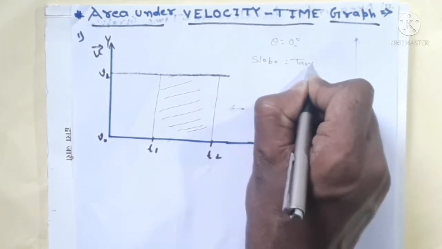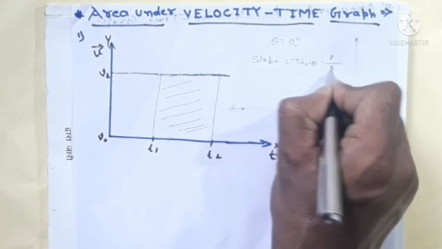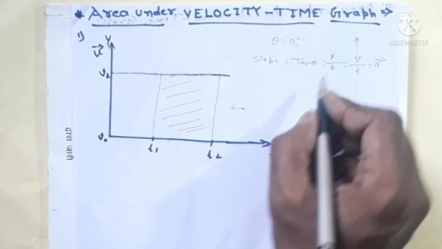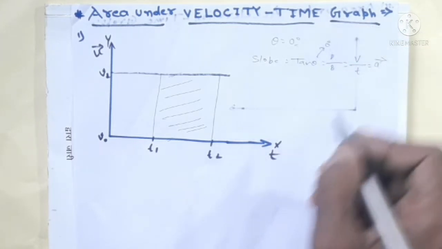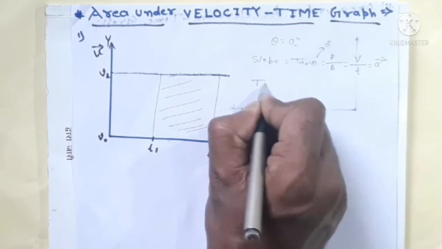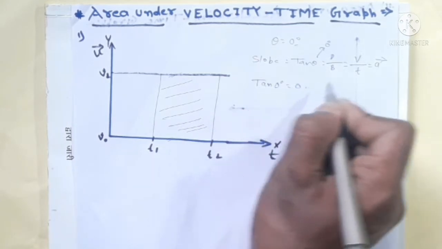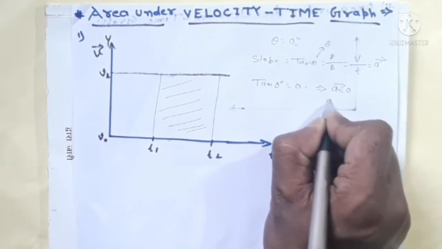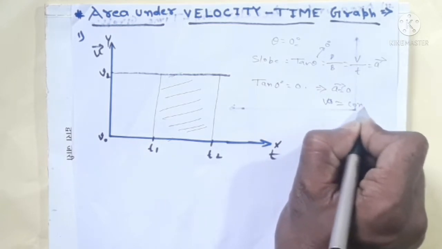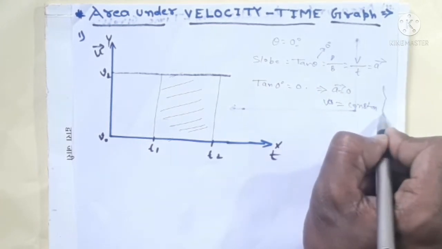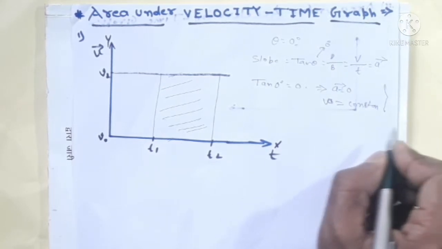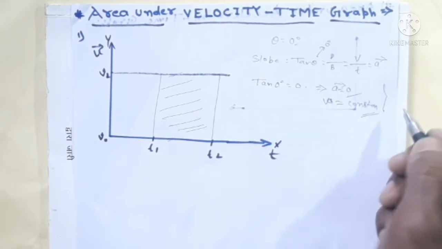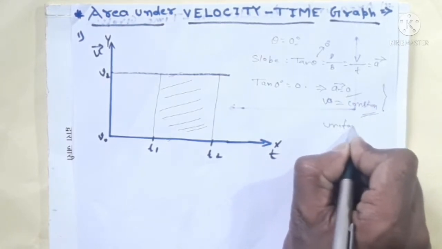tan theta. Tan theta is equal to perpendicular by base. Perpendicular is velocity, base is time, and velocity by time is known as acceleration. When theta is equal to 0 degrees, tan 0 is equal to 0. So acceleration is equal to 0 and velocity is constant. This type of graph is known as a uniform motion graph. When acceleration is 0 and velocity is constant, then it is uniform motion.